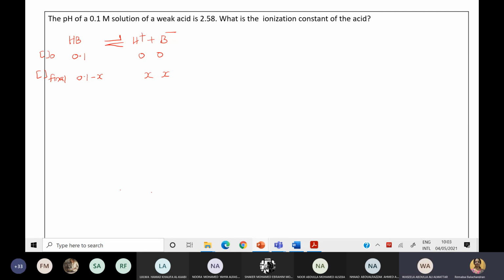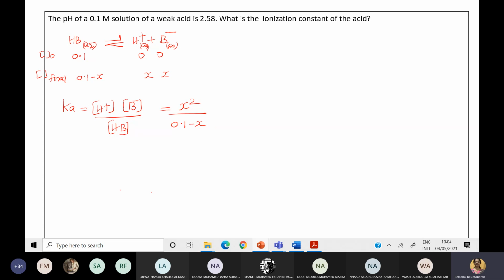Now I need to find Ka. Ka is equal to concentration of H plus times concentration of B minus over concentration of HB, all aqueous. That is X squared over 0.1 minus X. For that, we need to find the value of X. So what is X here? Concentration of H plus or concentration of OH minus? X is the concentration of H plus. Yes.